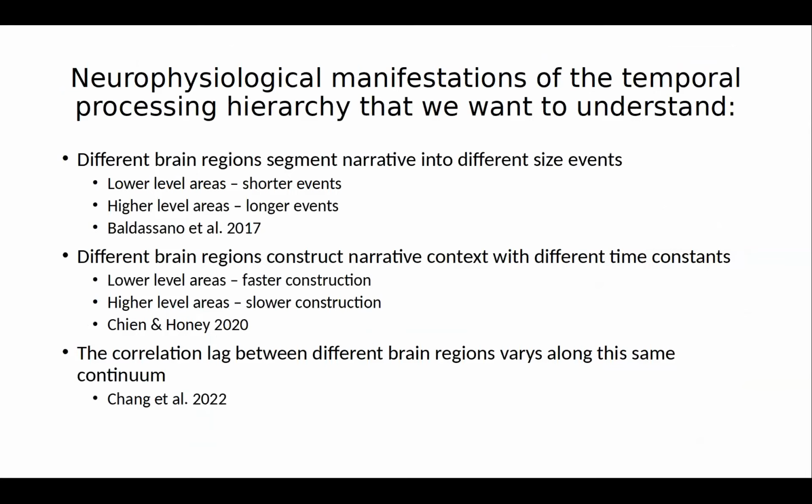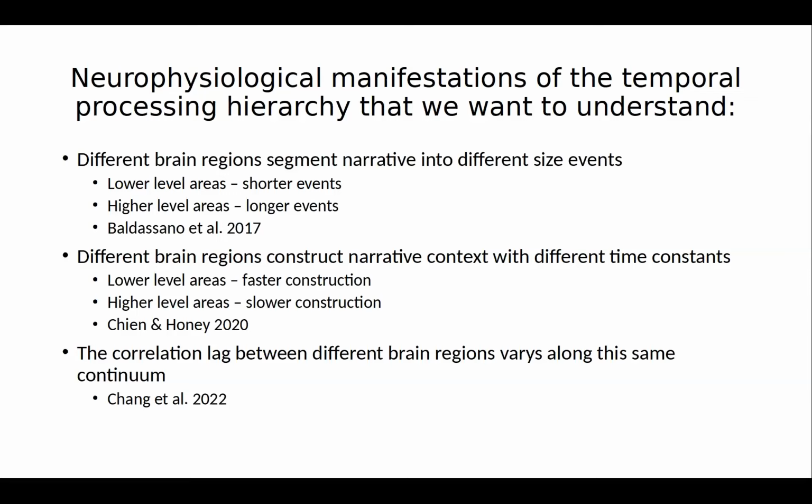So these are neurophysiological manifestations of the temporal processing hierarchy, and we'd like to understand, where do these come from? And it's kind of a chicken and the egg question. Do higher level processes like making sense take more time, and so that's why they occur with this temporal lag? Or is there some structural organization of the brain that produces this temporal lag and then allows those processes that need more time to occur in those networks?